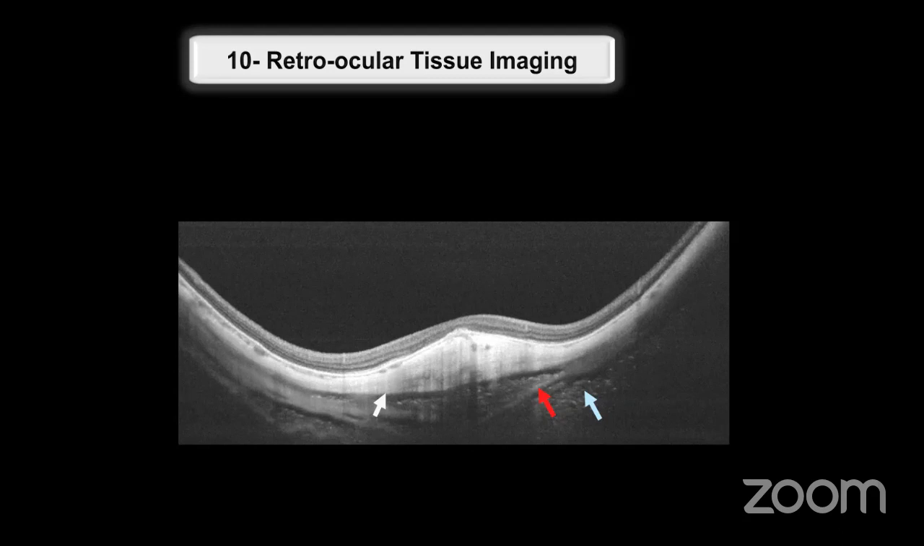So the number 10 is the retro-ocular imaging. With the advent of OCT, especially the swept source, we can even analyze the retro-ocular tissue. So this is the retina, this is a very thin choroid, this is the sclera, but this is the retro-ocular tissue. And we can see the layers behind the eye, including even the retroorbital fat.